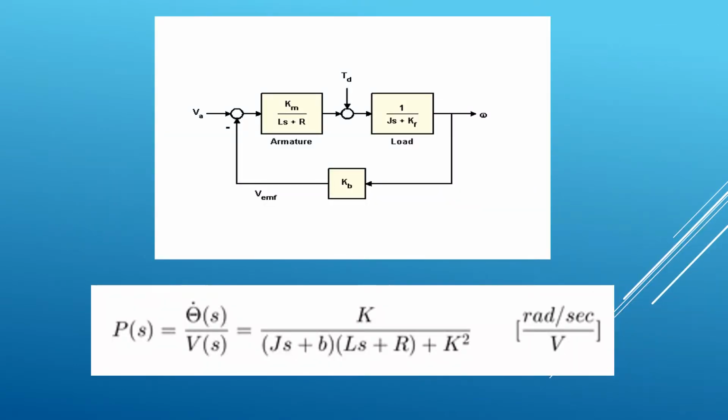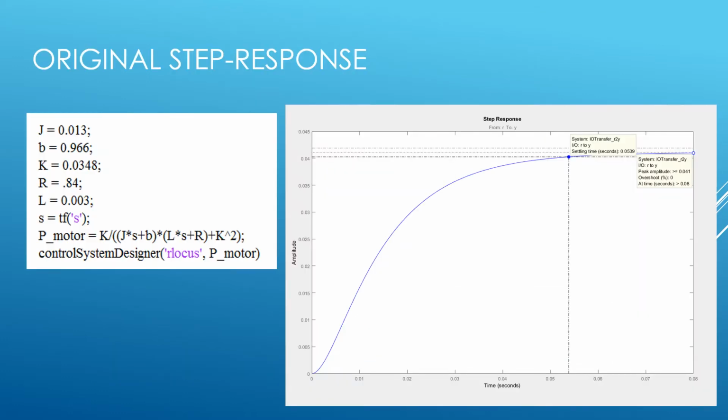And this is the block diagram of our DC motor that we'll be using to model our DC motor. This block diagram simplifies to K over parentheses JS plus B in parentheses LS plus R plus K squared. Using the inputs previously stated for our motor, the step response was produced for our motor. Currently, our motor settling time sits at 0.0539 seconds. The percent overshoot is at 0%.